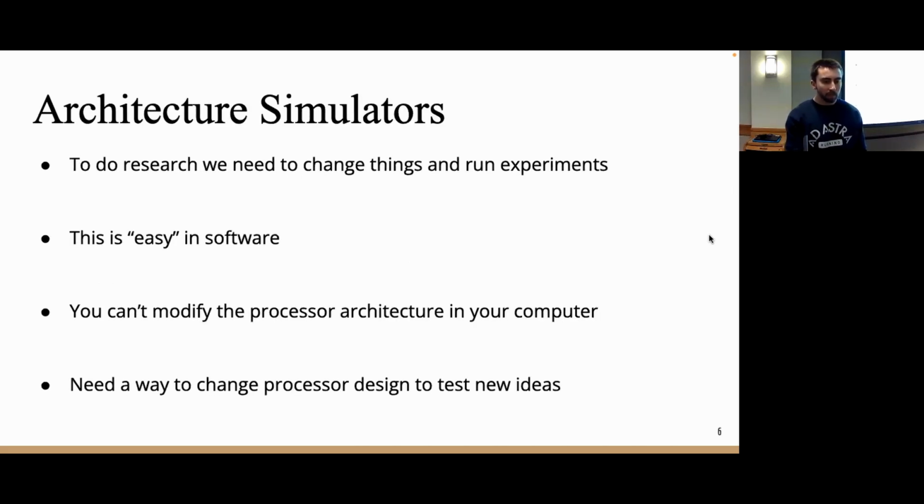So we need architecture simulators because in research, we need to change things and run experiments. In software, this is easy, in air quotes. Obviously, it's not easy, but it's easy to change things. But you can't modify a processor architecture that's in your computer. You need ways to change this, and so that's why we have architecture simulators, so we can test new ideas for processors, essentially.